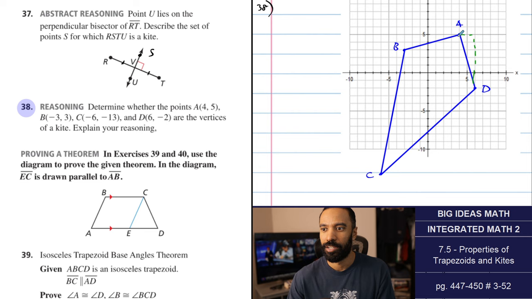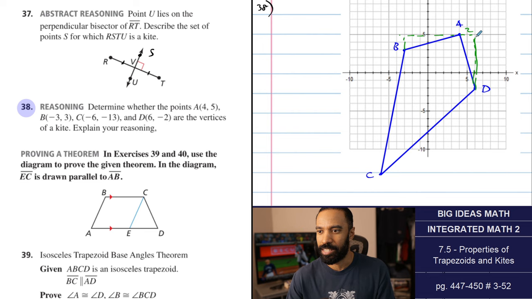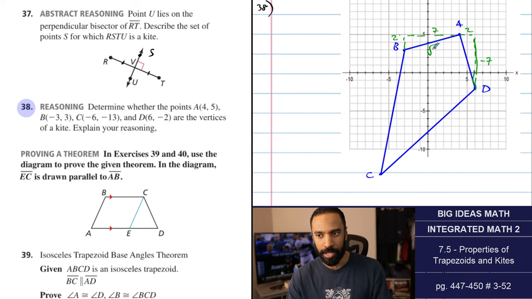Let's see. This is over 2 and down from 5 there, so 7. This is up 2, and from 3 to 4 is 7. So those are good. Both of these lengths are root 53.